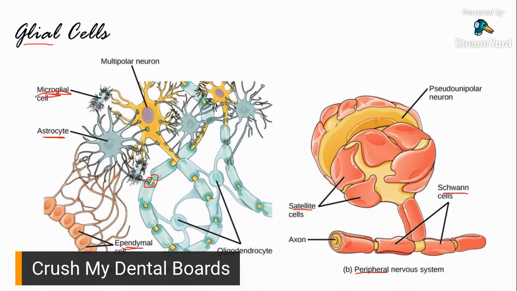So you have your microglial cell, you have your astrocytes, and then you have your satellite cells. On the right-hand side, the satellite cells, these are for protection. It serves as a cushion to your peripheral nerve. Okay? Now, what other? Okay.